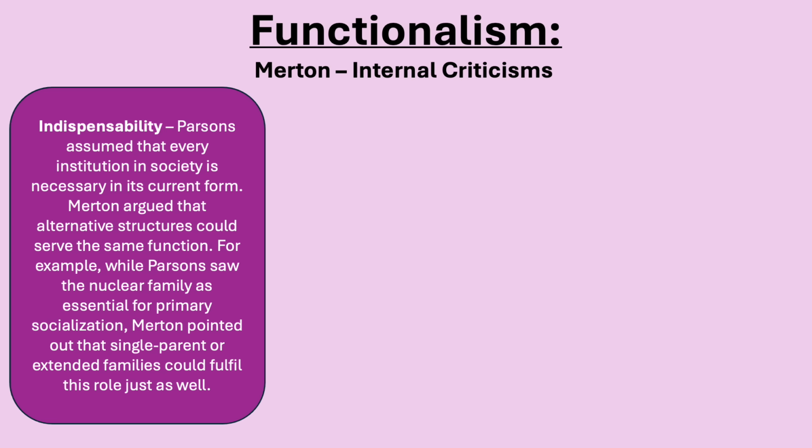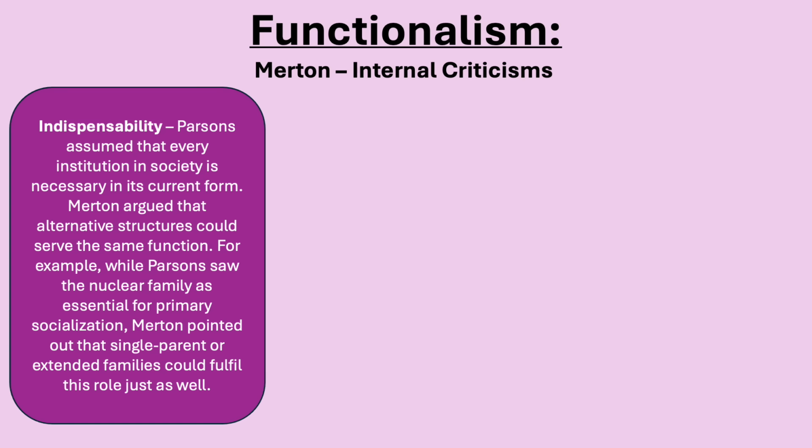So within functionalism itself, we have other functionalists criticising functionalism, and that being Merton. So he criticises it in 3 top ways, which I briefly mentioned earlier. The first one being indispensability. So Parsons assumed that every institution in society is necessary in its current form. Merton argued, however, that alternative structures could serve the same function.